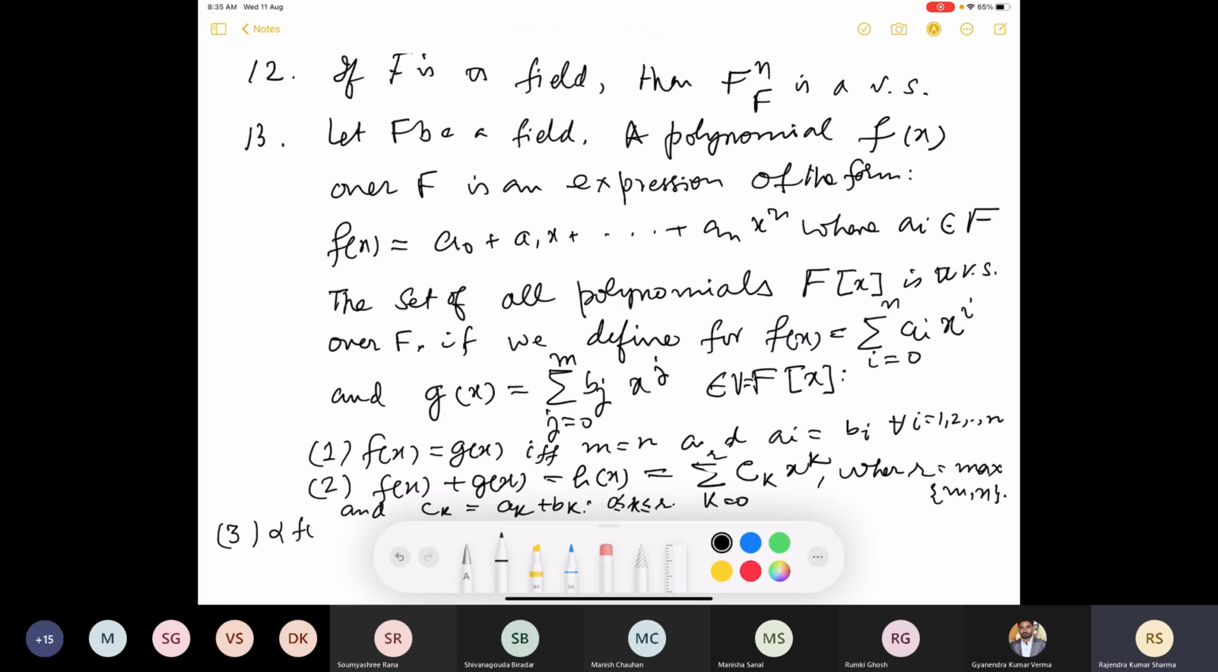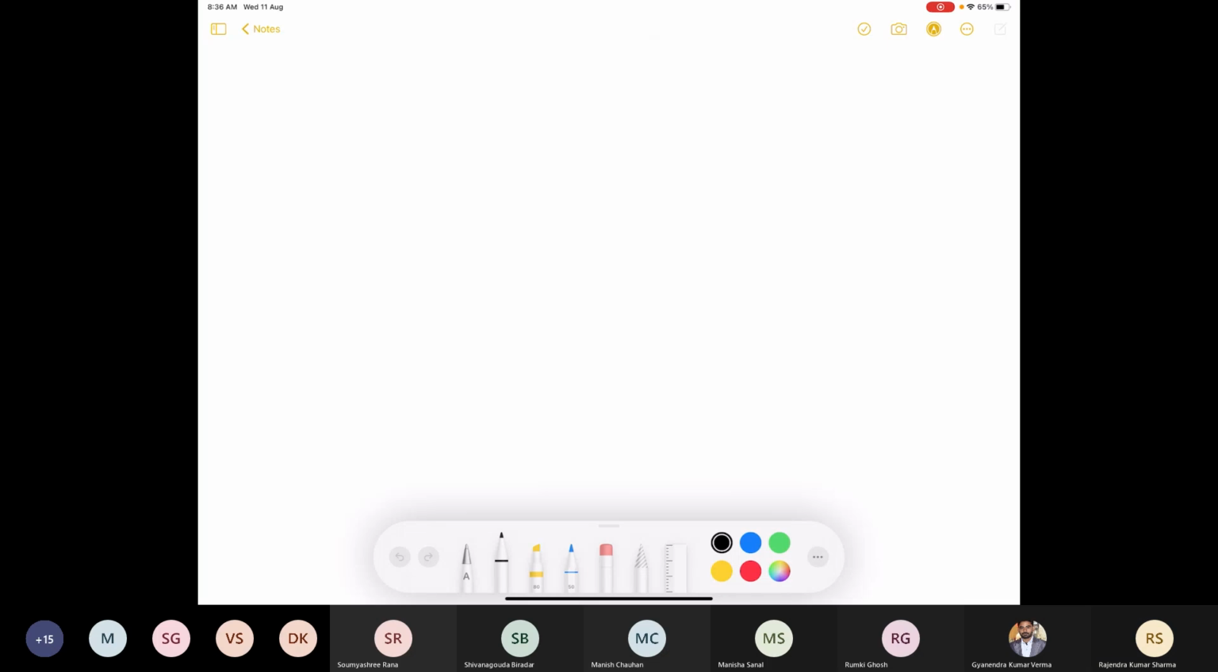And scalar multiplication is done by multiplying each coefficient by the scalar. Third is alpha f(x), where it is the sum of alpha times ai x^i, i from 0 to n. So in that case, it can be seen that this V, which is F[x], becomes a vector space over F. So this V is equal to F[x], the set of all polynomials over F in x, a vector space over the field F.